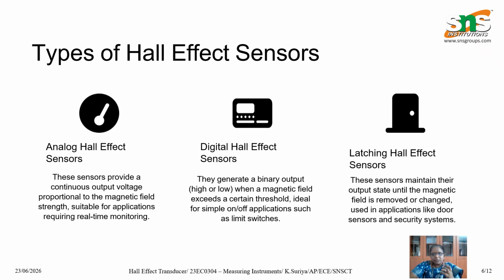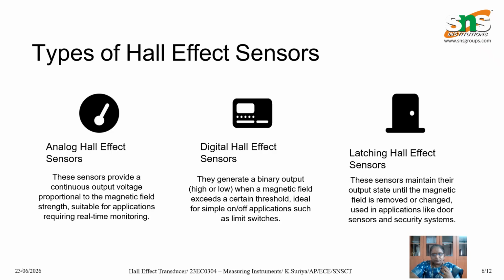The third type is the latching Hall effect sensor, which maintains its output state even after the magnetic field is removed and changes its state only when an opposite magnetic polarity is applied. These sensors are commonly used in motor control and security applications.